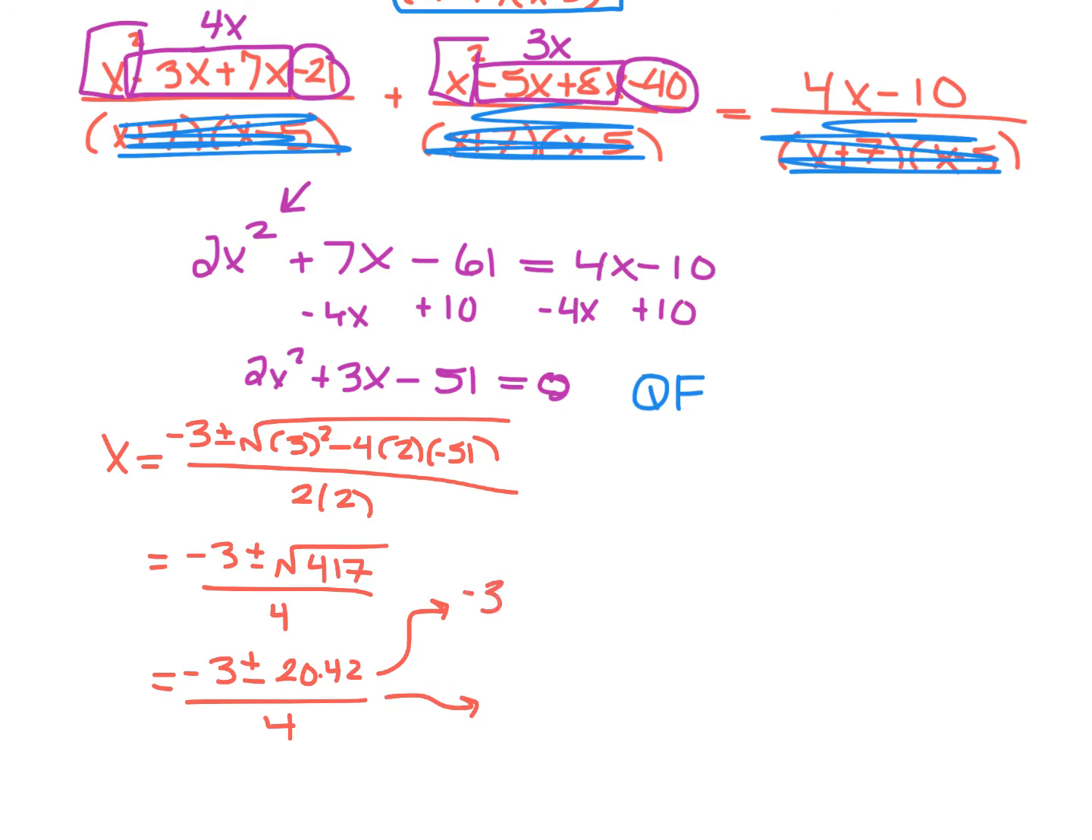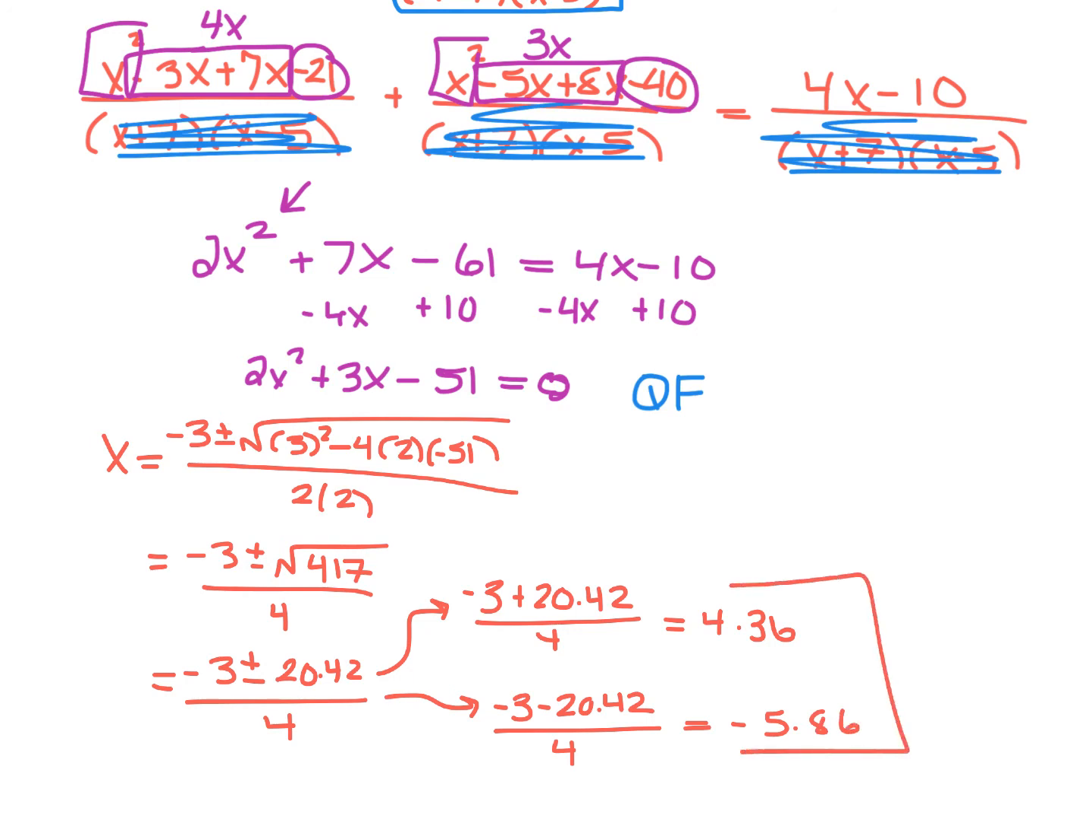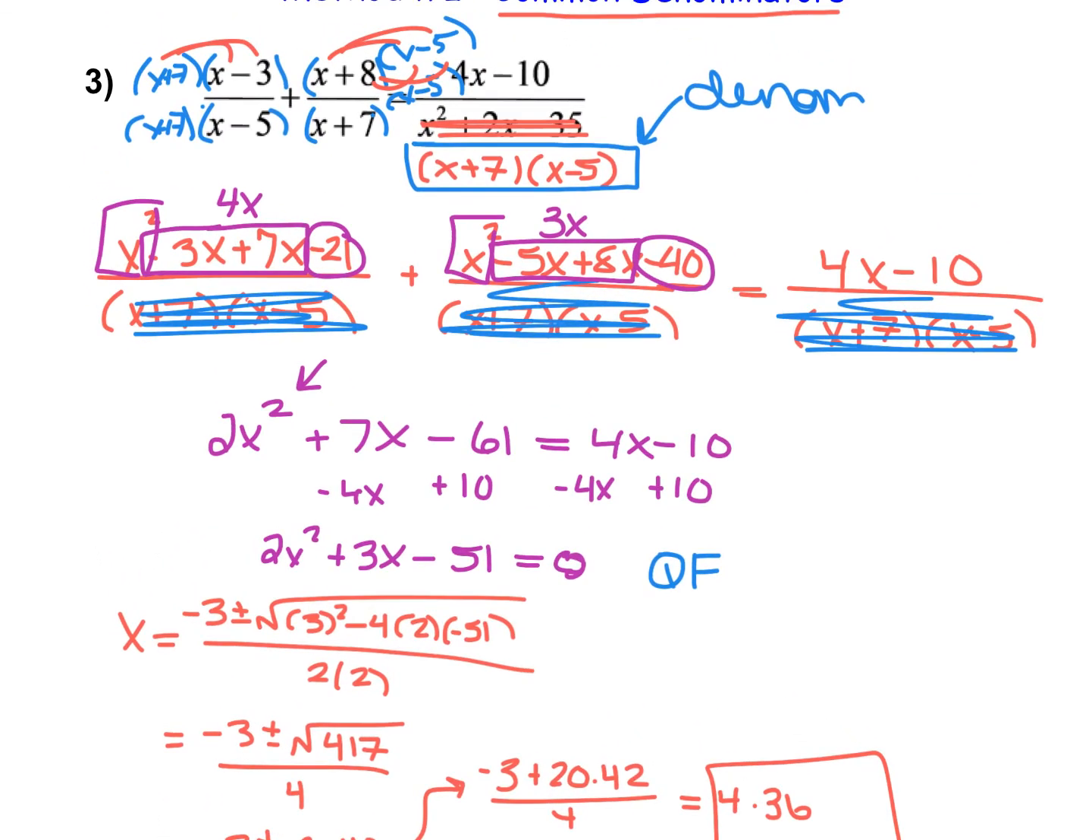So here I have the positive version as well as the negative version. And now all I need to do is simplify. So negative 3 plus 20.42, all divided by 4, leaves me with 4.36. Then we have negative 3 minus 20.42, all divided by 4, which is a negative 5.86. So here I have found my two values for x that, if I were to take them and put them back into our original equation up here, would make the original equation true.